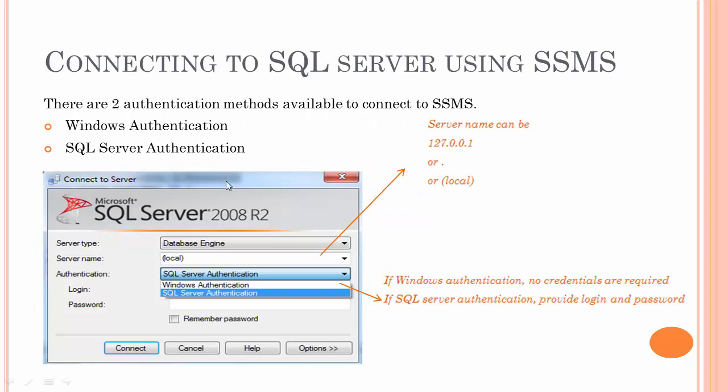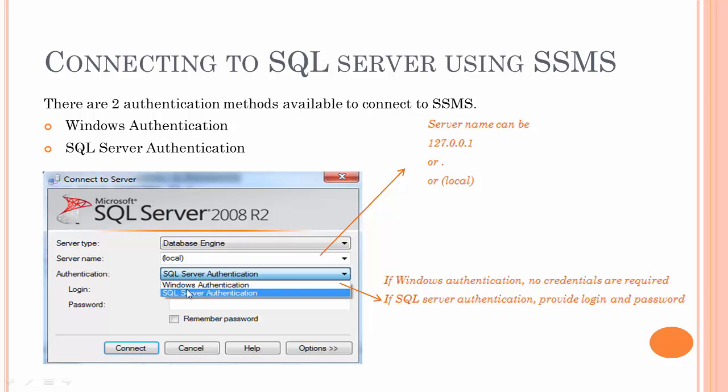How to connect to SQL Server using SSMS? There are two ways to connect with SSMS: Windows authentication and SQL Server authentication. First, in server type, you will select Database Engine. In the server name, you will pass the name of your server. You can pass it as local like this as well, and the second option is to pass the server name which you gave at the time of installation. In authentication, you will find two options: Windows authentication and SQL Server authentication.